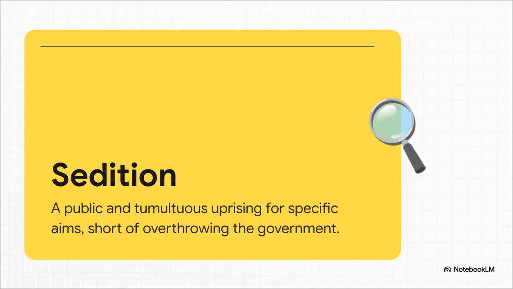The definition here tells the whole story. Like a rebellion, it's public and chaotic. But here's the magic phrase you absolutely have to remember: short of overthrowing the government. That's everything. Sedition isn't about ending the state. It's about using mob force to bully the state into doing or not doing something specific. It wants to bend the rules, not break the whole system.